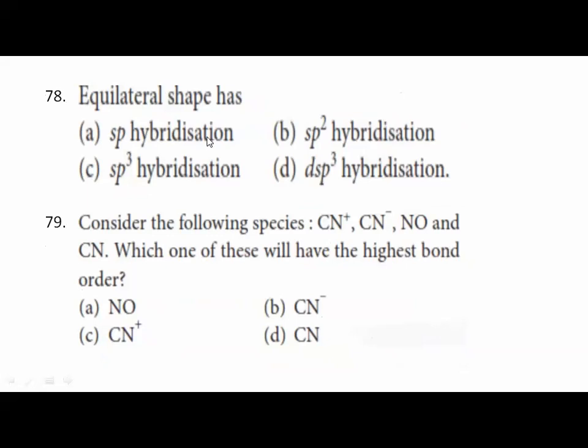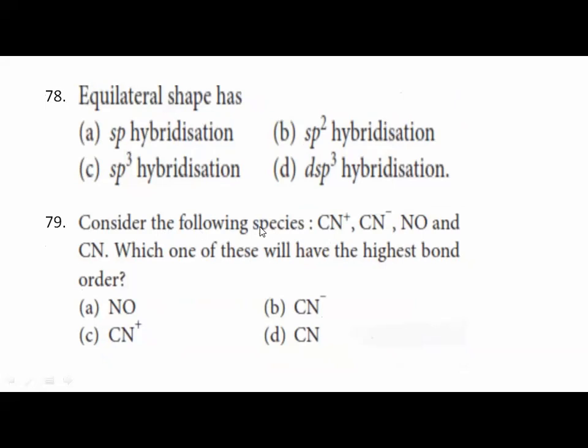Equilateral shape has... Equilateral shape. That is nothing but trigonal planar shape. So trigonal planar shape: for sp hybridization it is linear, sp2 is trigonal planar. Equilateral is nothing but trigonal planar shape. sp3 is tetrahedral, sp3d is trigonal pyramidal.